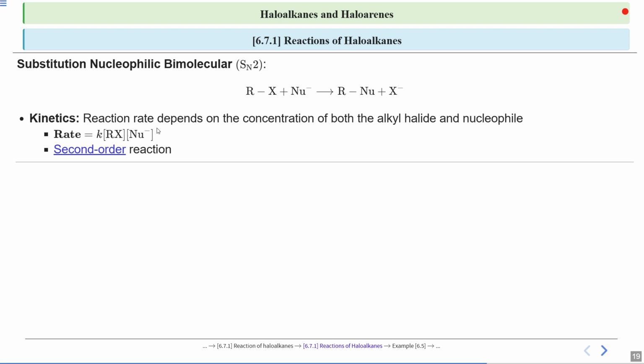Okay, 1 plus 1, 2. So it is a second order reaction and it is a single step reaction. The rate of reaction depends upon both the concentration of alkyl halide and nucleophile.